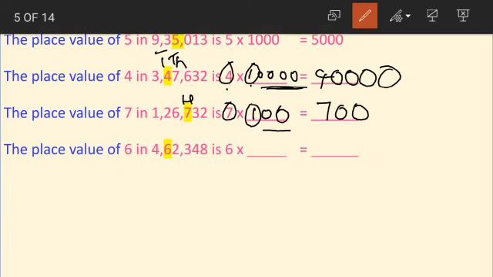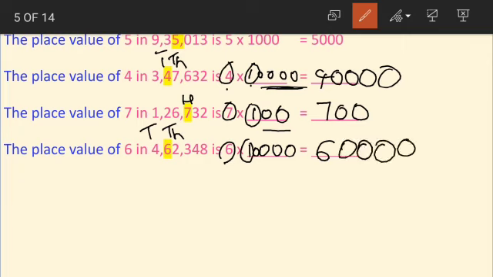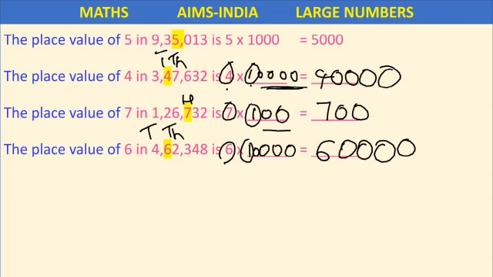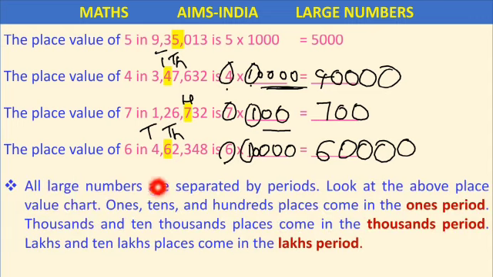The place value of 6. Now 6 here is again at 10,000's place. How do we write 10,000? We write 10,000 as 1 followed by 4 zeros. 1, 2, 3, 4. Now what will the product be? 6 into 1, 6 followed by 4 zeros. 1, 2, 3, 4. 60,000. Understood, children?